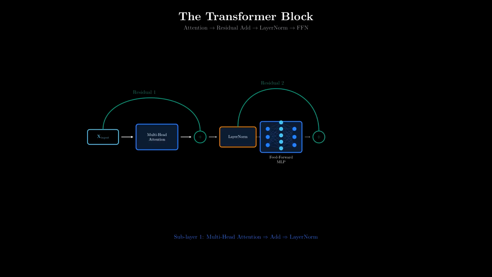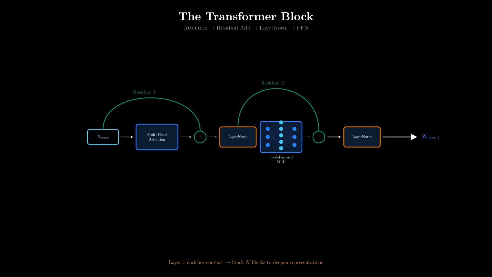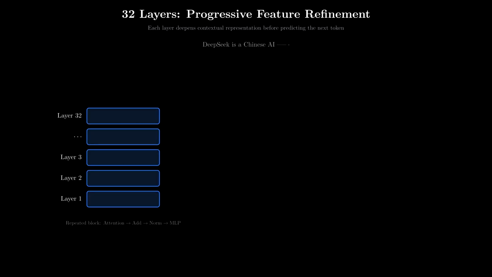This single block is just the first floor of a massive building. Let's zoom out to see the full macro architecture. Modern LLMs stack 32 of these complete transformer blocks vertically. Shallow context in layer 1 deepens into complex semantic reasoning by layer 32.